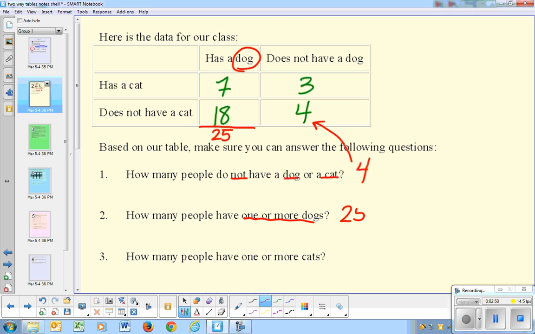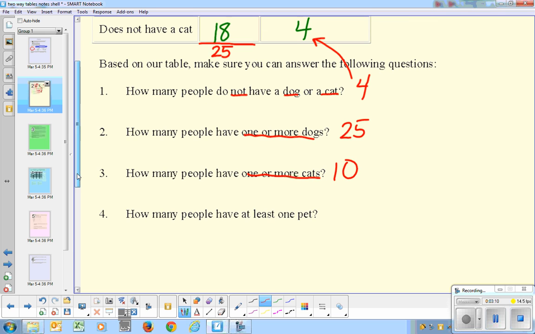We've added up the column. How many people have one or more cats? This is similar to question 2, except now it's about cats. And because it's about cats, it's not actually a column total. It's the total for this row here, which is 10. And I know you're going to be amazed to hear this, but that's called a row total because we added across the row.